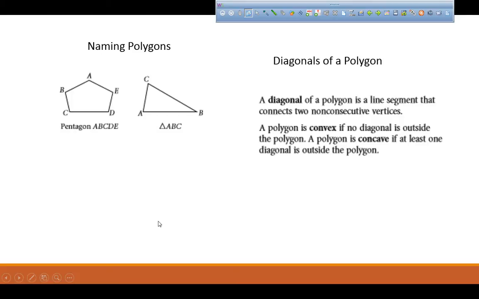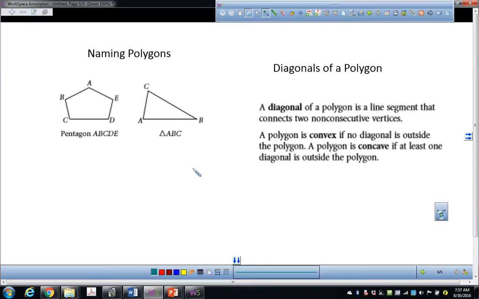A diagonal of a polygon is a line segment that connects two non-consecutive vertices. A polygon is convex if no diagonal is outside the polygon, and a polygon is concave if at least one diagonal is outside the polygon. I'll give you some examples.